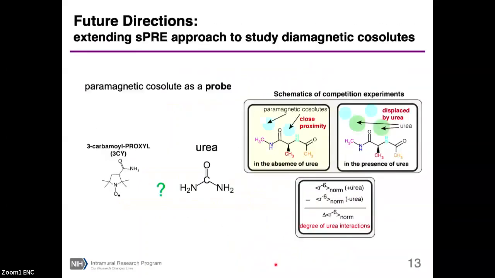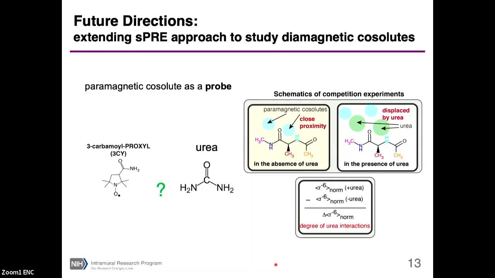But lastly, I just want to briefly talk about the research I'm doing right now. All the data I showed you just now is the interaction between paramagnetic solutes and the protein. But what we are really interested in is how small molecules in general, like diamagnetic co-solutes, interact with the proteins. And we came up with this idea to use a paramagnetic co-solute as a probe to study how small molecules interact in general. This is coming from simple competition experiments where we take the solvent PRE in the presence and absence of the small molecules.